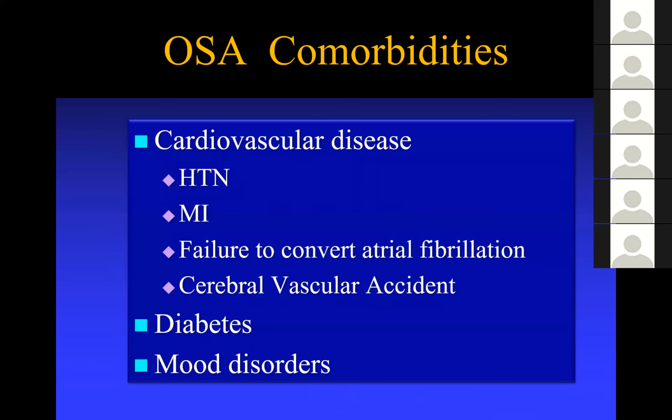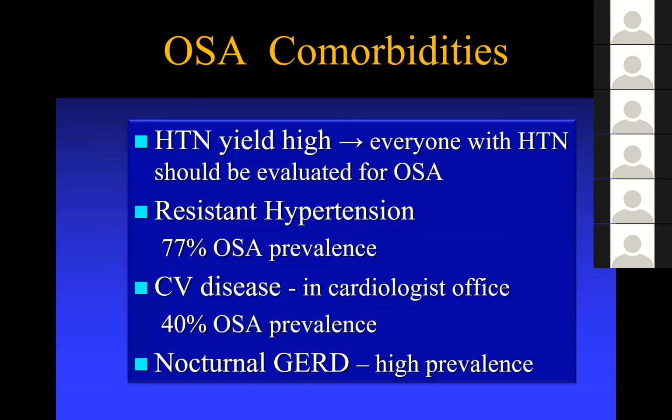Cardiovascular disease, we talked about this, mood disorders, depression, irritability, and so forth. So hypertension has a high yield. Everyone with hypertension should be evaluated for obstructive sleep apnea. That's what I tell the family practice doctors when they've invited me for lectures. Resistant hypertension, those with 2 to 3 antihypertensive medications, 77% prevalence. And cardiovascular disease, you go to a cardiologist's office, 40% have undiagnosed obstructive sleep apnea.